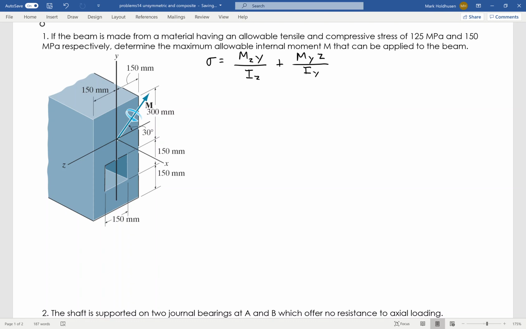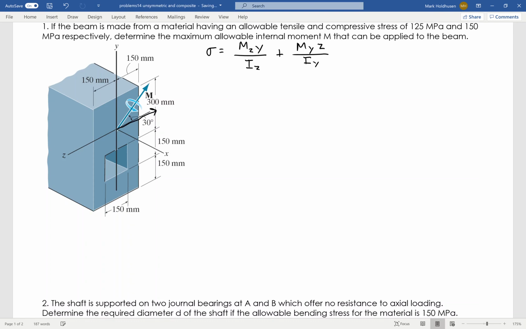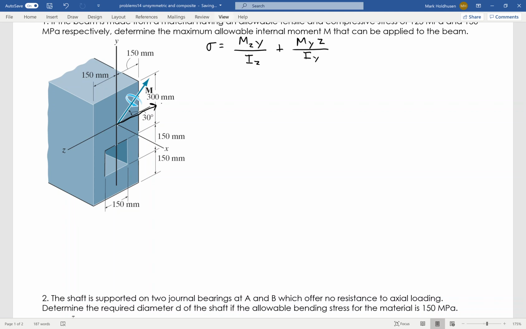Because what basically happens here is this moment can be broken up into two moments, right? So this would be M cosine 30, which would be about the z-axis, and then right here we would have M sine 30, which would be about the y-axis. So I've got basically moments going around each axis.